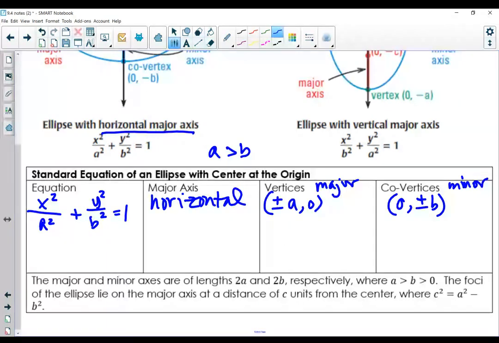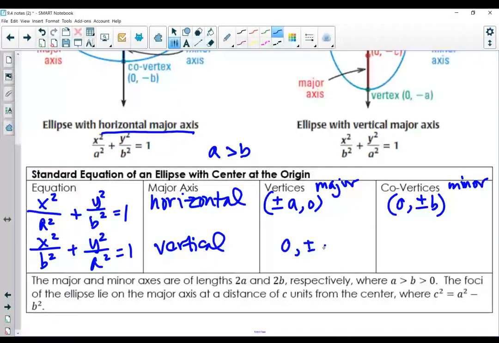So now we're going to look at turning this around and having x squared over b squared plus y squared over a squared equals 1. So in this case, if my bigger number is with y, I'm going to have a vertical major axis. And so my vertices would still be connected to a. They're still going to be using a, but this time it's on the y-axis, their y values. So I'll have 0, comma, plus or minus a. This time my co-vertices are going to be on the x-axis, and those are still using the letter b, but they'll be plus or minus b, comma, 0.